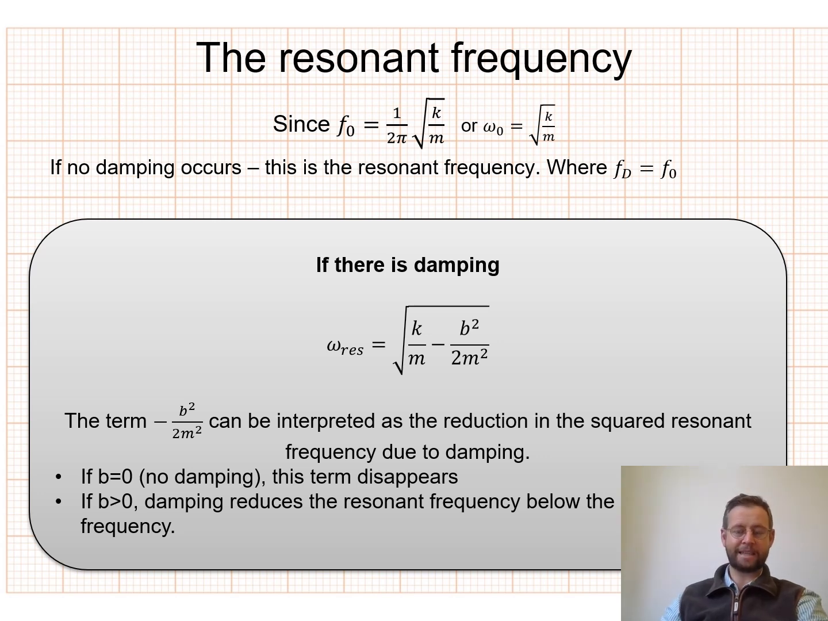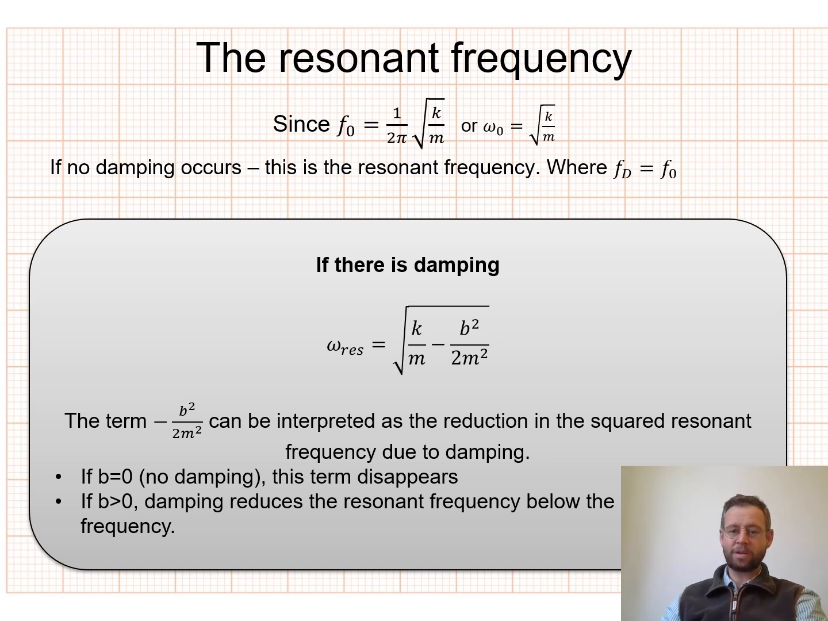So first of all, mass appears in it again, and that's quite obvious. But b, remember that b was the damping coefficient that we saw in the damping chapter. It's equal to force is equal to negative b multiplied by velocity. So force divided by velocity would equal essentially this coefficient. And so what it really represents is the amount of damping that is going on here. And so this second expression, minus b squared over 2m squared, you can interpret as the reduction in the squared resonant frequency due to damping.